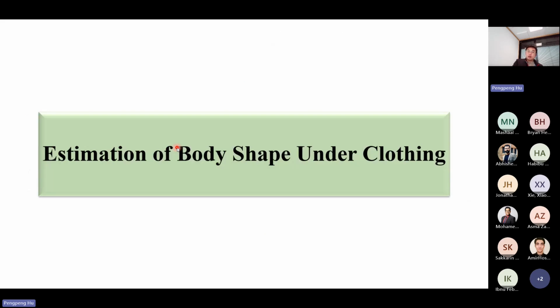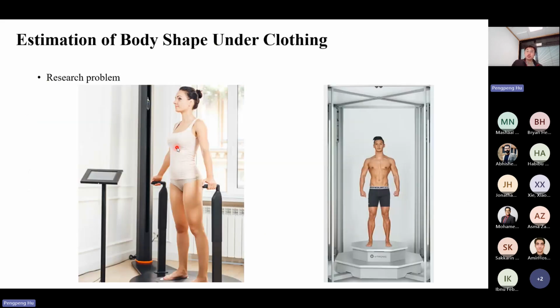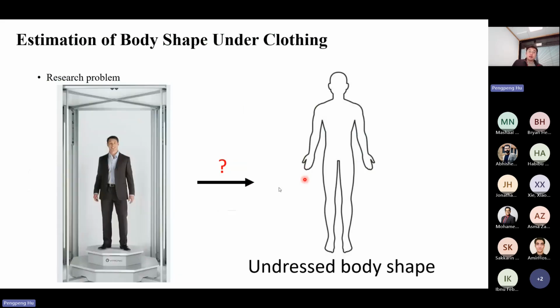So the first one is body shape estimation. As I just mentioned, people have to take off their clothing like this one. Nobody likes it, because I don't like it. I don't believe that someone likes to be naked in a public area. So our idea is that we keep the clothes on, and then we use AI, an algorithm, to predict the naked body.